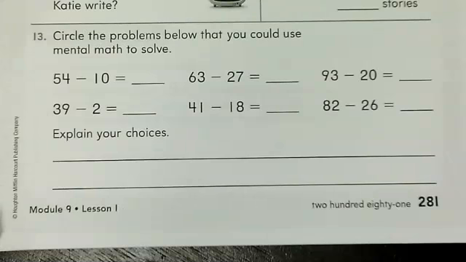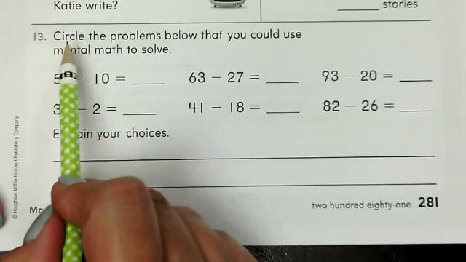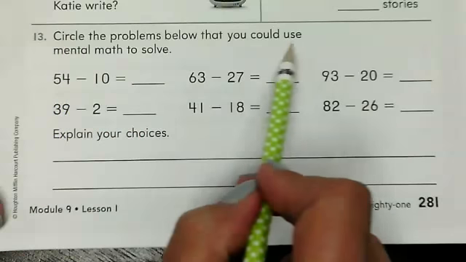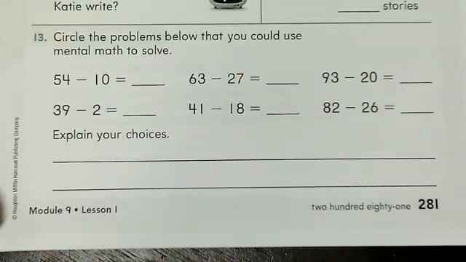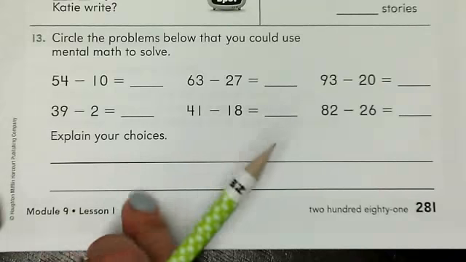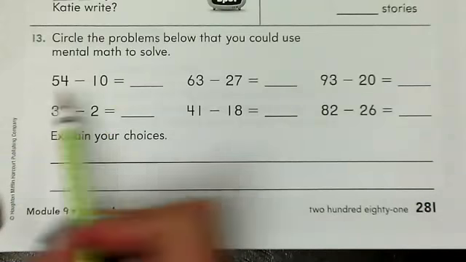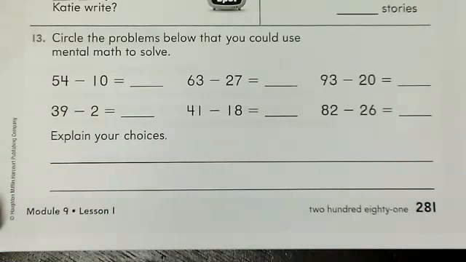All right, 13 is, well, you're going to do the math, but this is a little bit different. It says circle the problems below that you could use mental math to solve, which means you could do it in your head. Something easy, kind of like whenever we're doing compatible numbers or estimating, it's what's the easiest numbers to subtract. Okay, so think that through, circle the problems, and then you need to explain why. So I'll put a text box here so you can just type in, okay? But use your pen tool to circle whichever ones you find are easiest to solve in your head, okay?